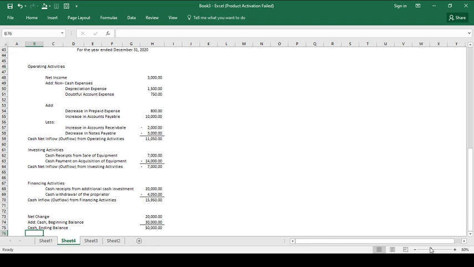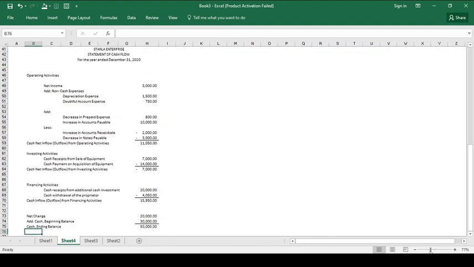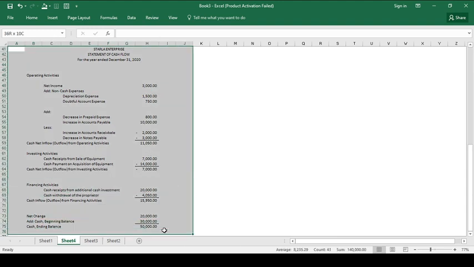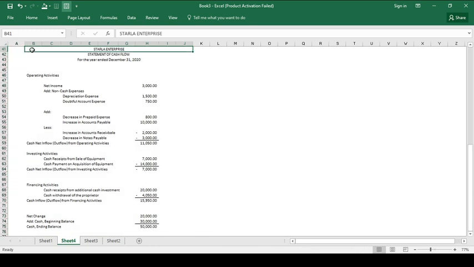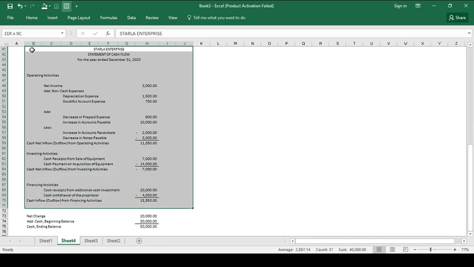Okay? So, yan yung buong statement ng cash flow. So, okay. So, that is how we do the presentation of statement of cash flow using the indirect method. Hopefully, naintindihan nyo po yung how to compute, no, or how to prepare the statement of cash flow using indirect method. Okay, yun lang po yung discussion ko for this week under indirect method.